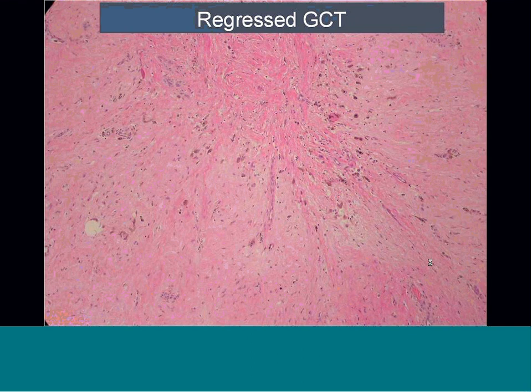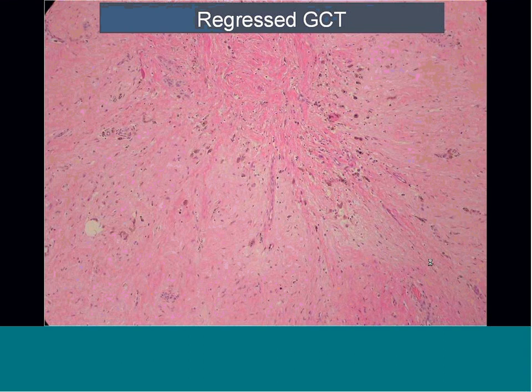The other entity is probably the most common tumor in which you can see regression: germ cell tumors. It could be partially or completely regressed, and it's also called so-called burned-out germ cell tumor. Most patients will present with retroperitoneal or widespread metastasis.